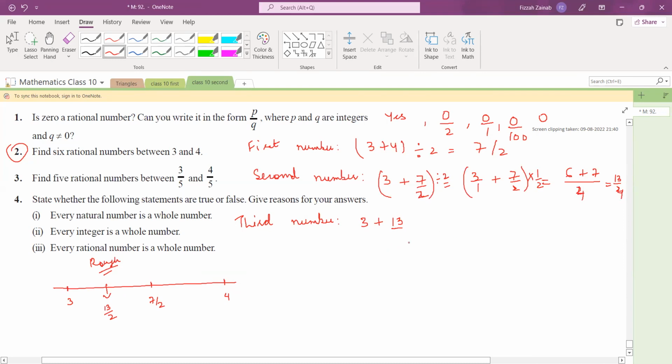So the third number is 3 plus 13 by 2, and this 13 whole by 4, good, and divided by 2, right? This will give you the third number. So what is the number? Adil, tell me quickly. Only Adil will tell.